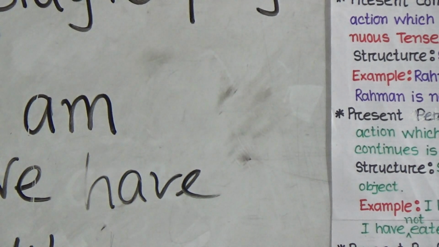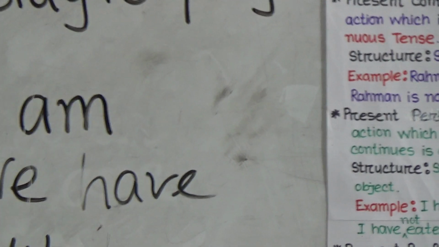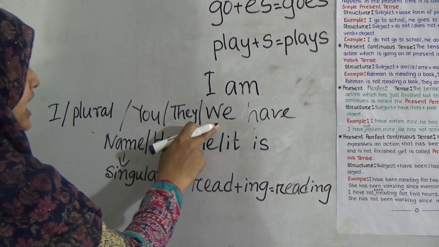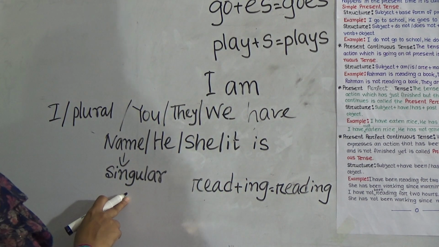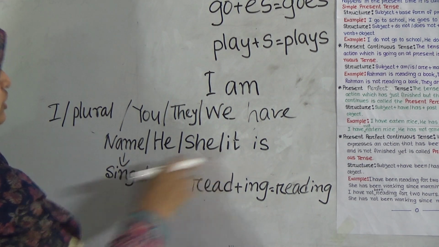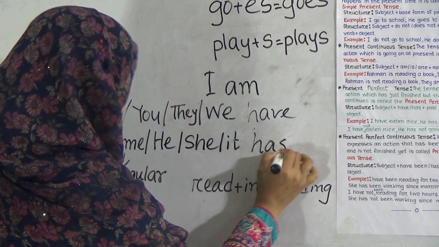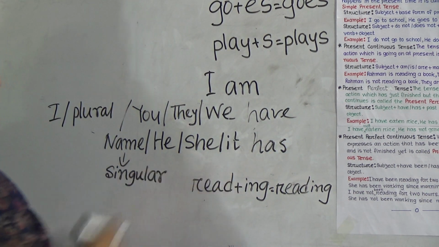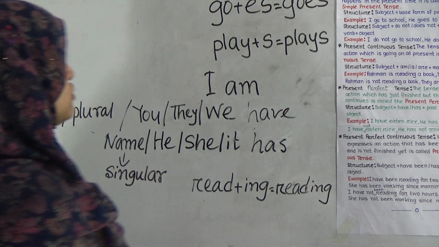And also with I. That means I with any plural subject: you, they, we. I have, Rohim and Karim have, you have, they have, we have. With this, you have to choose have. And if any name is singular, he, she, it, we have to choose has. So it means Rohim has, he has, she has, it has. So like this, you have to choose the verb according to the structure.